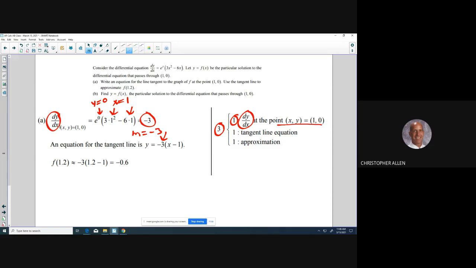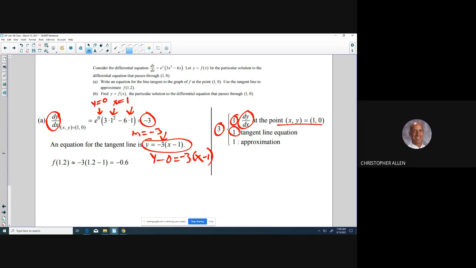The second point is to write the equation of the tangent line, which, by the way, is the same thing as this. You do not have to write y minus 0, but I just want to emphasize that y1 is 0 and x1 is 1. The slope of the tangent line is -3.